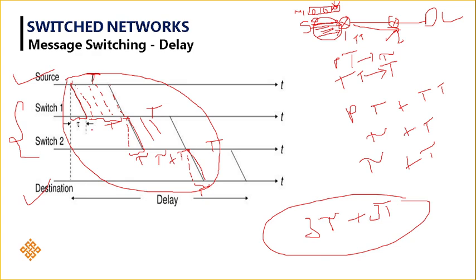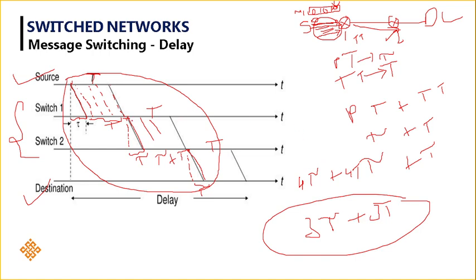And if there are 3 switches, then the total delay will be 4 tau plus 4T. And if there are 10 switches, 11 tau plus 11T. So if there are n switches, (n plus 1) tau plus (n plus 1) T is the total delay taken to transfer the message from source to the destination.